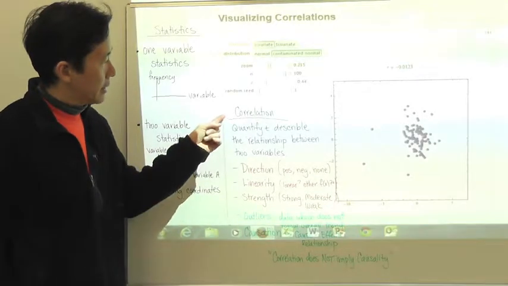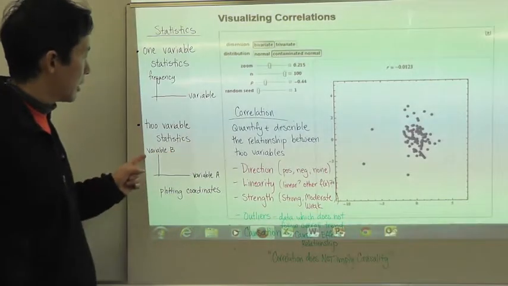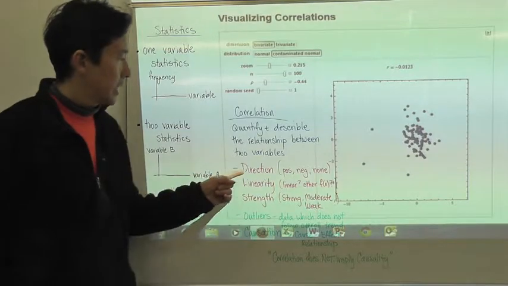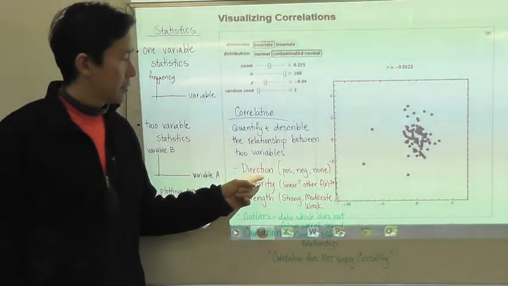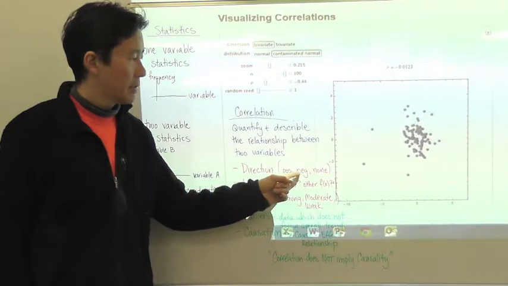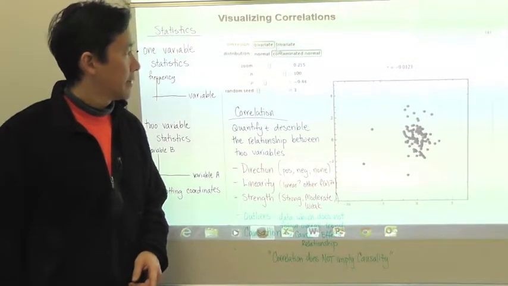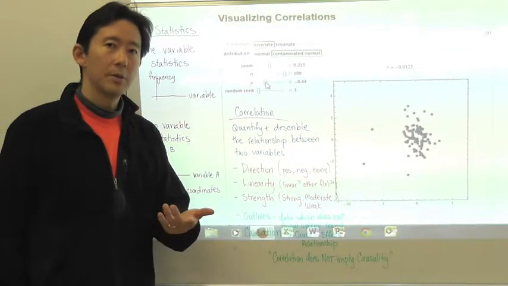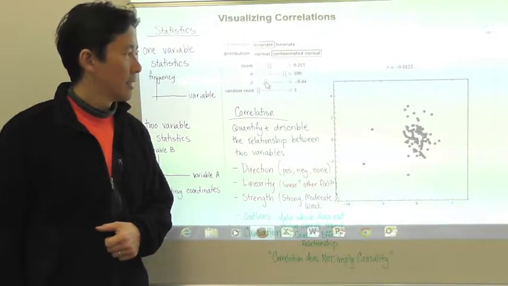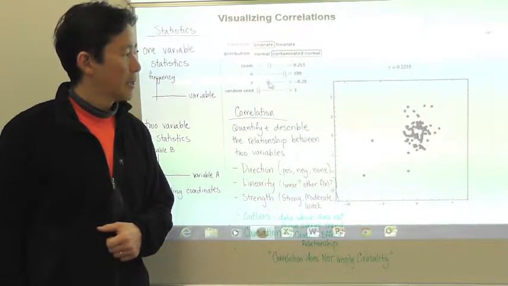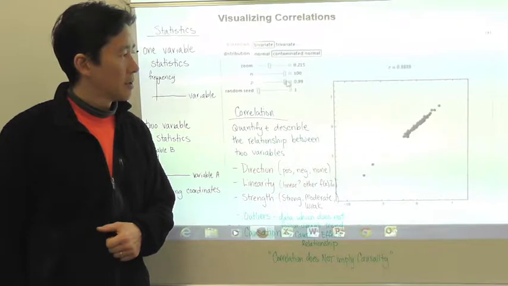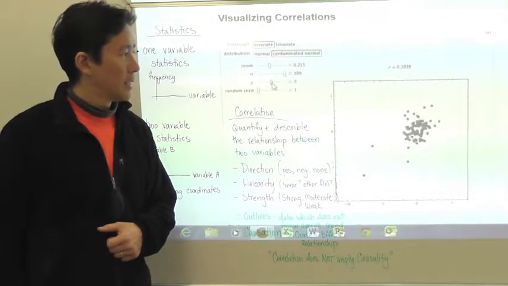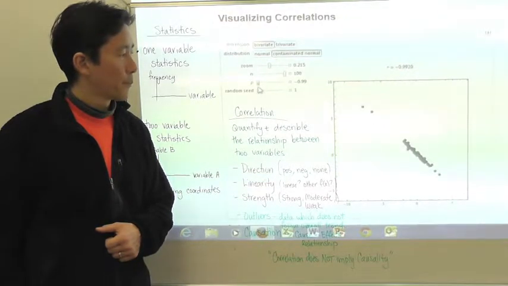Now, when we go ahead and again think about correlation, because we're talking about two variable statistics, we want to talk all about the direction. Now, the direction could be positive, negative, or none. As opposed to actually determining whether it's positive, negative, or none, I want you to think about what you think it is, based upon how I change some of these values. So take a look. Is that positive, negative, or none? Is that positive, negative, or none?